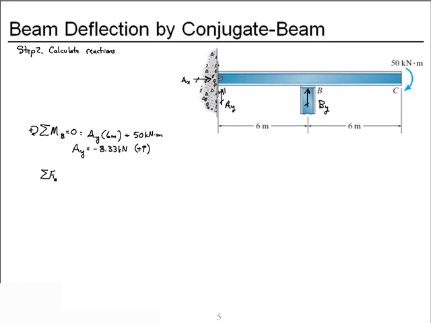I'll sum forces in the Y direction. I'll choose up as positive. I have a negative contribution from reaction AY and a positive contribution BY. Solve for BY and I get a positive 8.33 kilonewtons, and that is in the direction drawn. It's up.